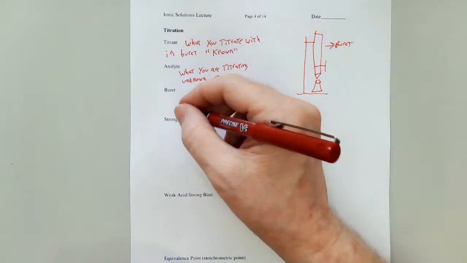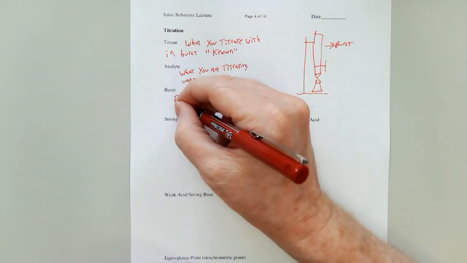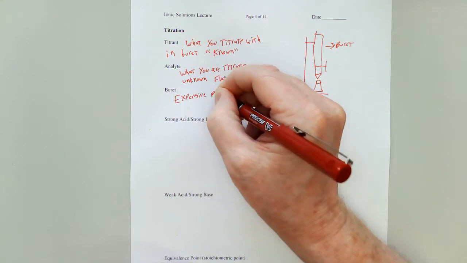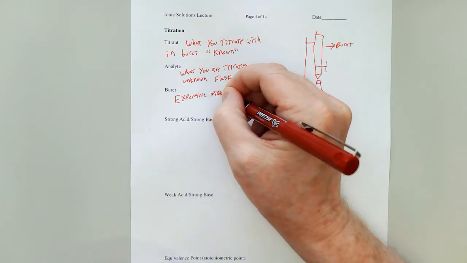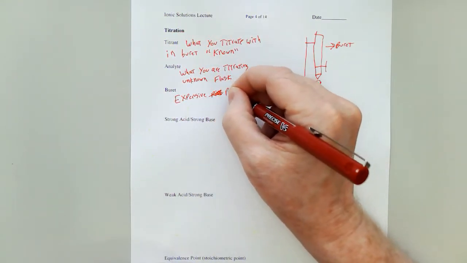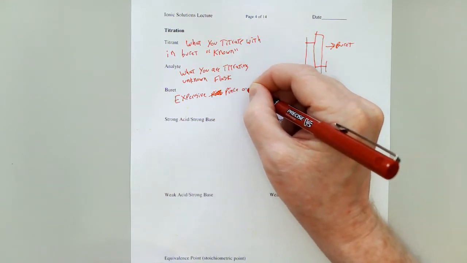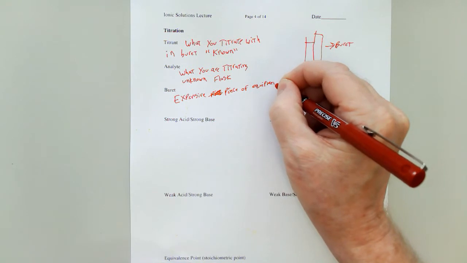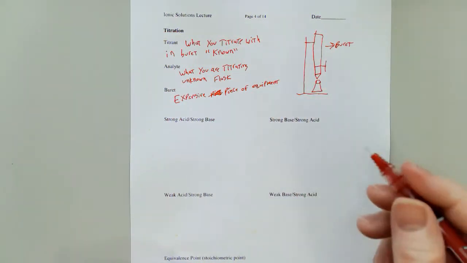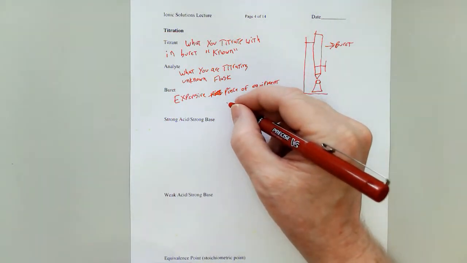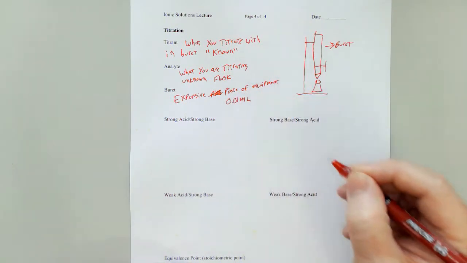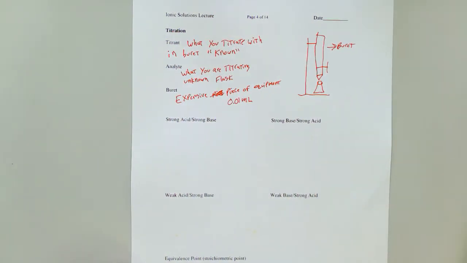The burette, we'll just define it as an expensive piece of equipment. Now, what's really important about the burette is that it is good to 0.01 milliliters. Okay, it's a very precise lab tool.